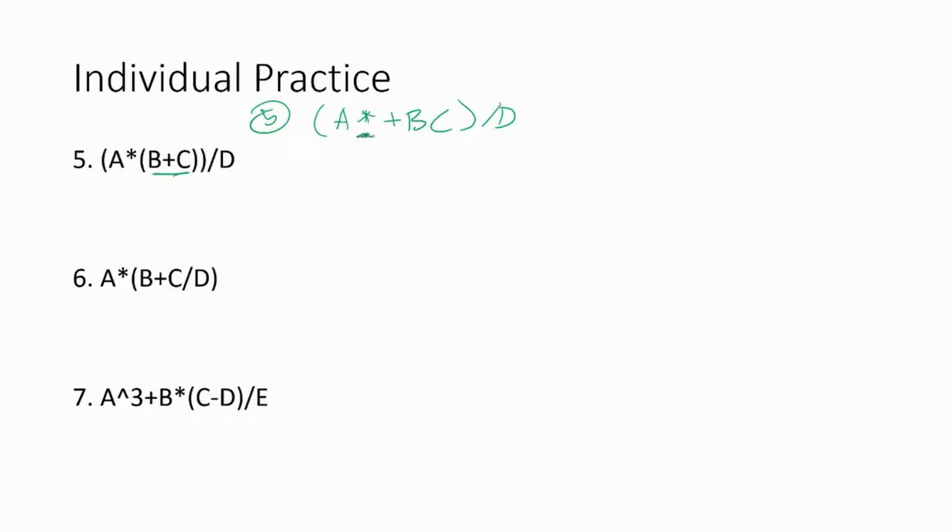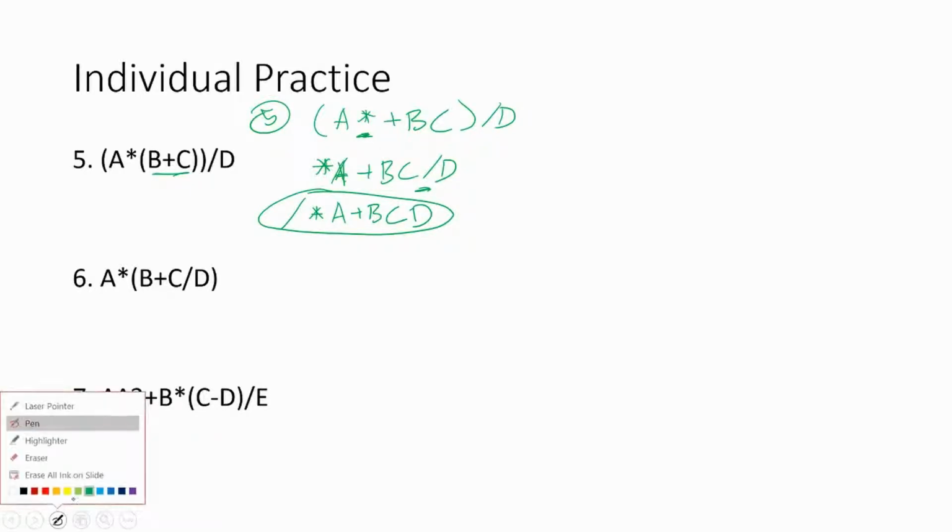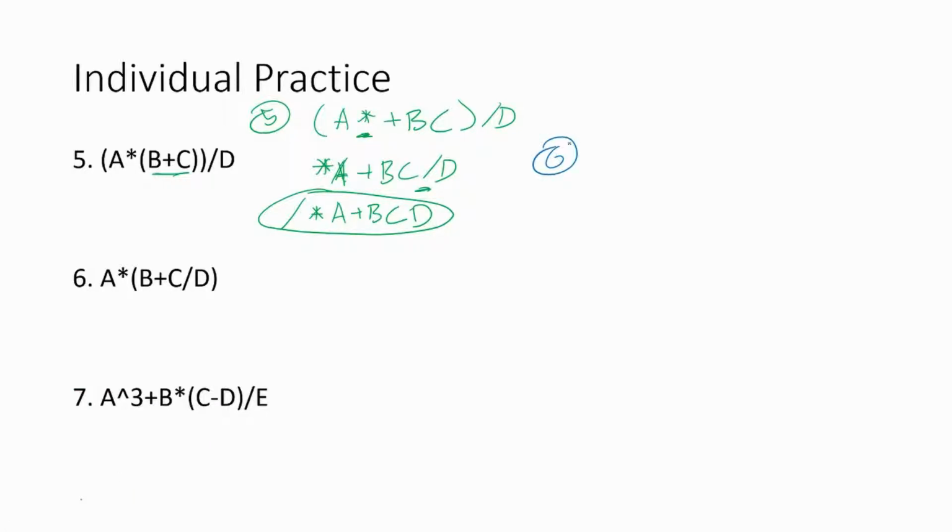And now I have this multiplication. Oh, that's like a TP. And now I have this division. There we go. Let's go to number 6.